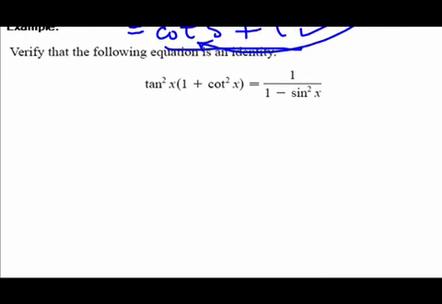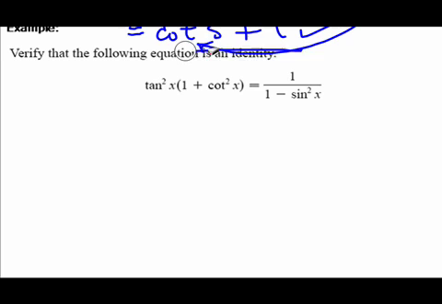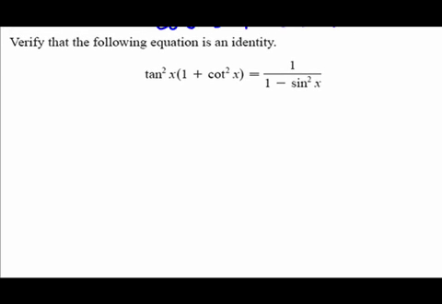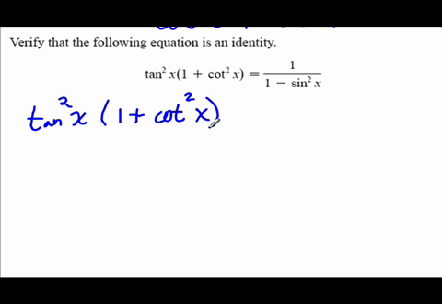Let's try another one. Verify the following. Again, I'll leave it up to you. Which side do you think we should start with? Left. We'll start with the left. So we have tangent squared x times the quantity 1 plus cotangent squared x, and we're going to try to make this look like the right-hand side.